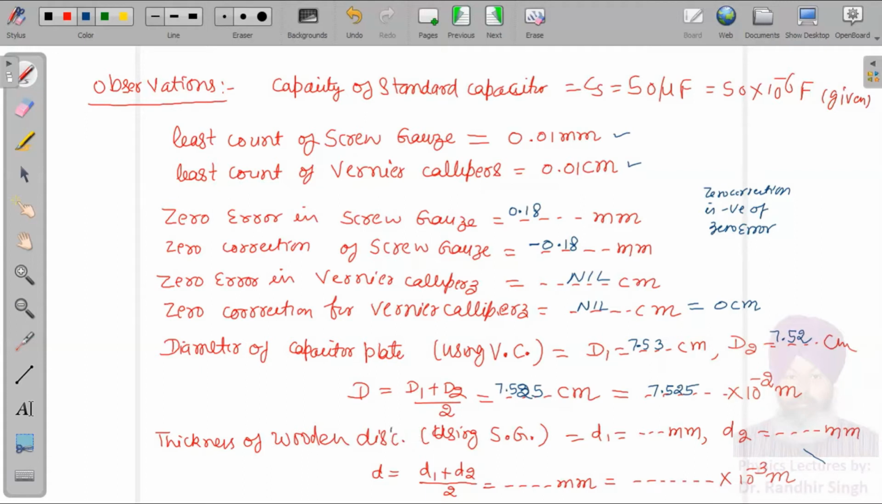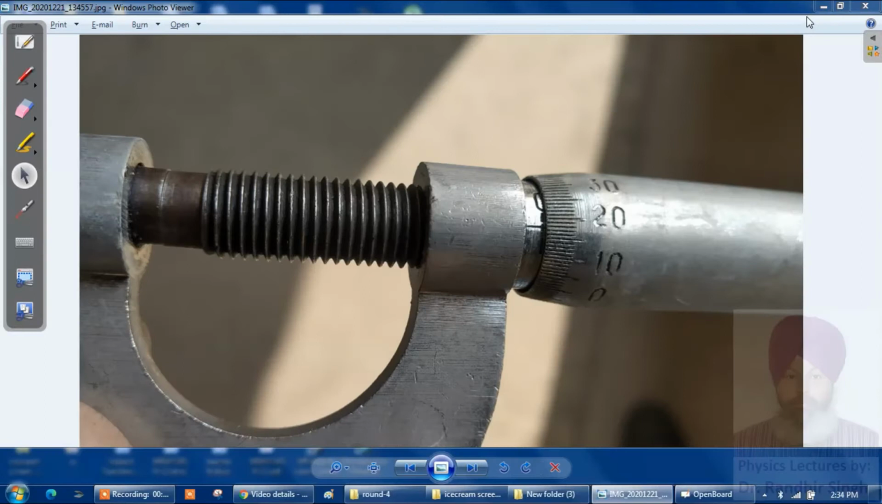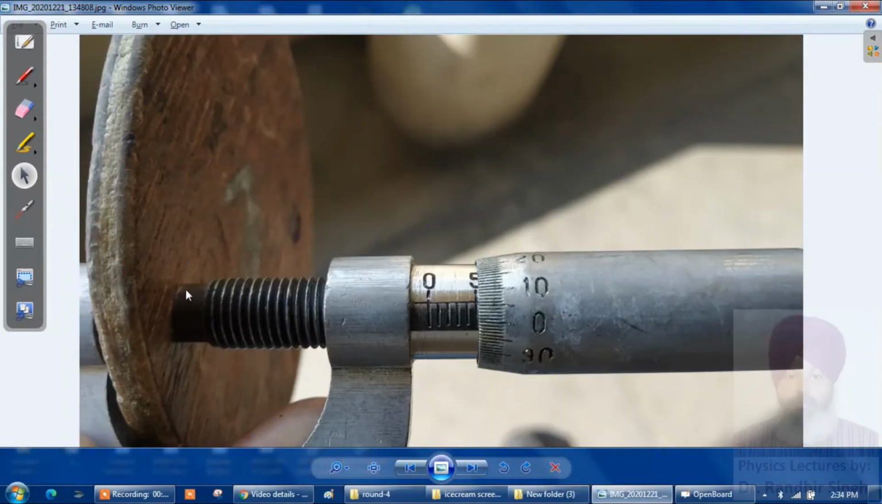You can actually write the disc here like this. So let us now find the thickness of the disc using this screw gauge. So this is the next screenshot. You can see this, I have here folded the disc between the studs. Now you can see this is the main scale.